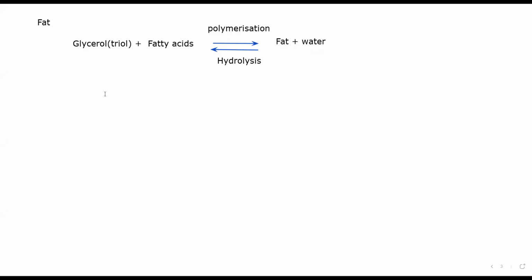You don't have to learn the equation which I will write now. Just the word equation is important. So what is the structure of the triol? Triol means 3 OH groups are there, and they are linked with the carbon chain. This is a structure of triol. And what are fatty acids? Fatty acid means carboxylic acid with long chain compounds, with long chain carbon atoms.